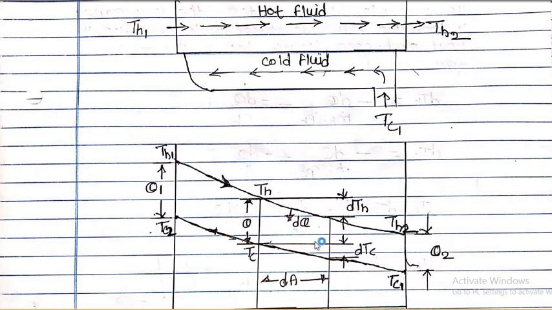Okay, so the cold fluid enters from the opposite side, where the hot fluid exit is. The cold fluid temperature goes on increasing in this direction, and Tc2 is the highest temperature for the cold fluid. Now we have drawn the temperature distribution lines for the hot fluid and the cold fluid.